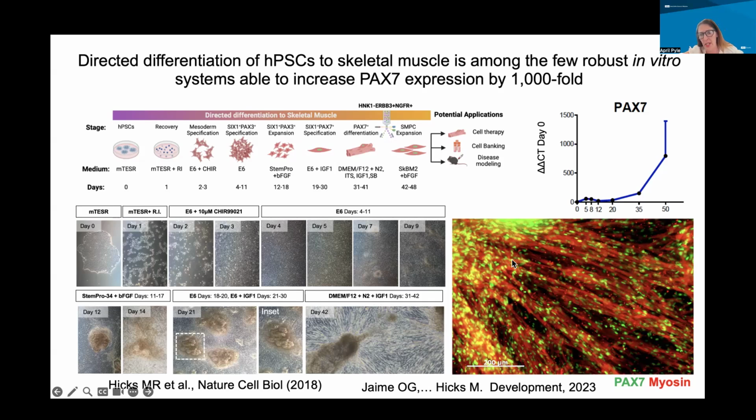And this is what the skeletal muscle looks like. You can see we get over 1,000-fold increase in PAX7 in this protocol. And there are robust PAX7 specification as well as fibers. So this is myosin, in this case probably myosin heavy chain 3, a key marker of these differentiated skeletal muscle fibers. And then all around these fibers, you have these PAX7 cells, which really are what we're trying to obtain in these protocols.